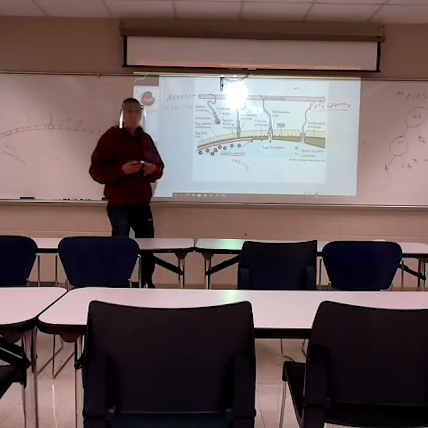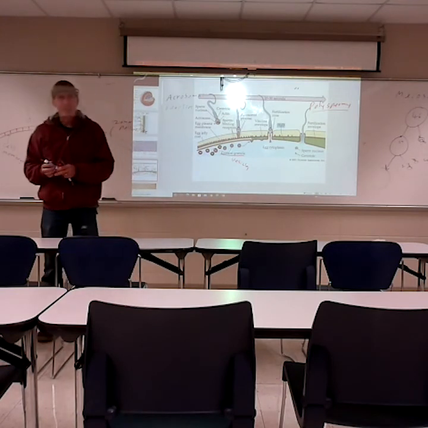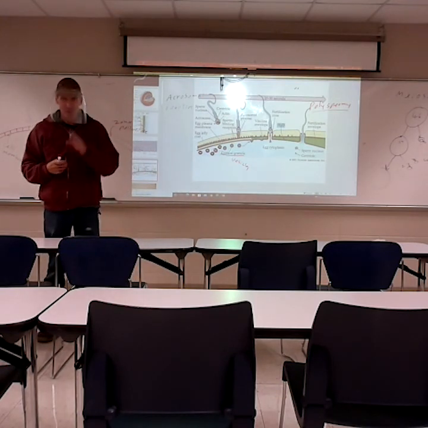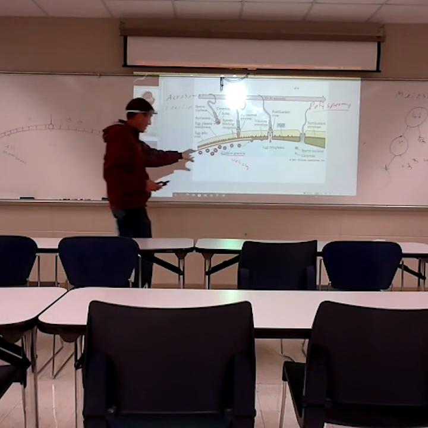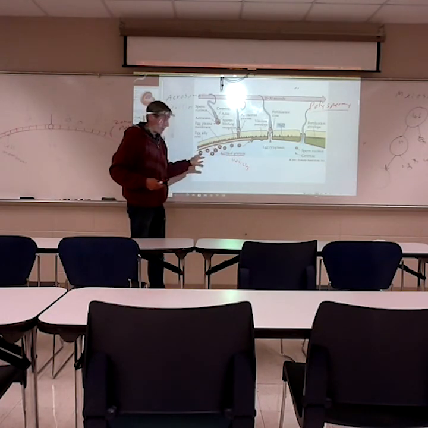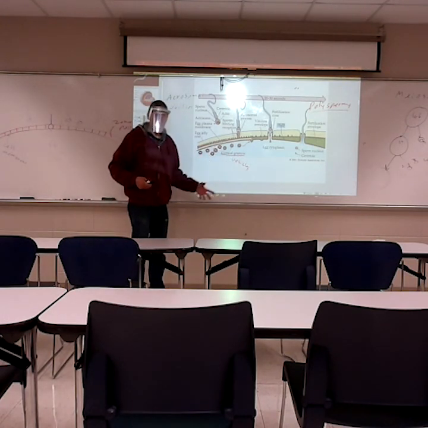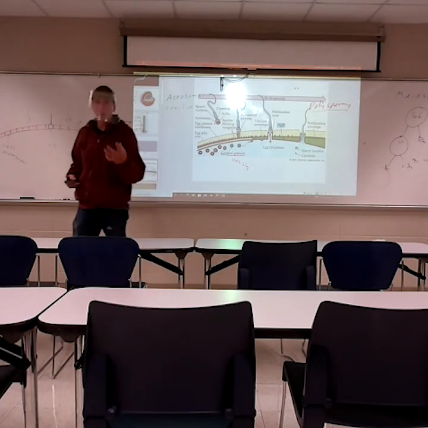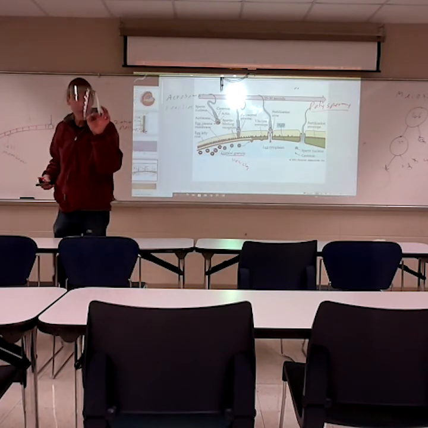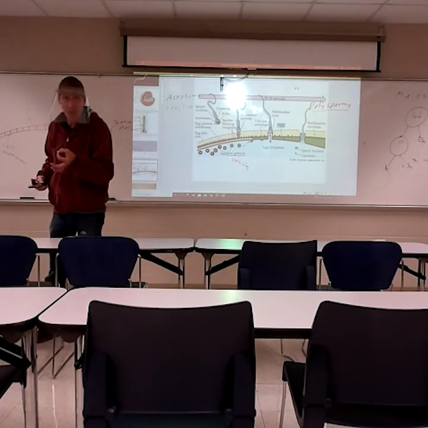The other part to notice here, these things right here, we're calling cortical granules. If you look at them under a microscope, they look like little dots just underneath the membrane of the egg. They're basically vesicles, so you can call them cortical granules or cortical vesicles. These are little membrane-bound packets that contain some kind of stuff.